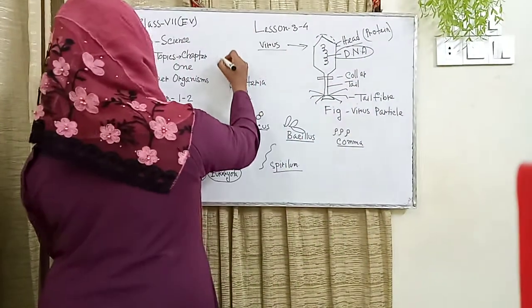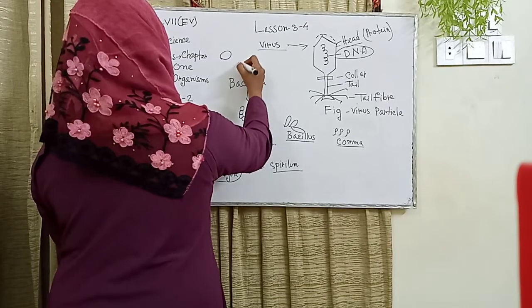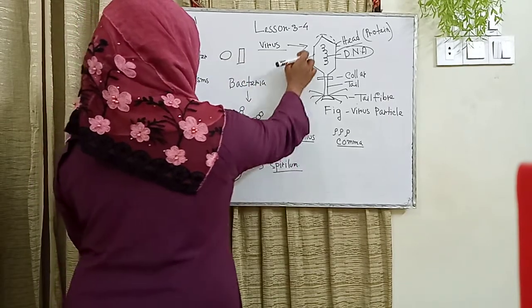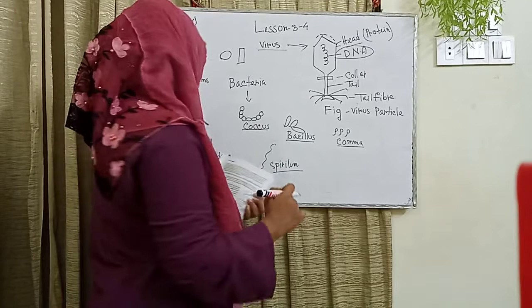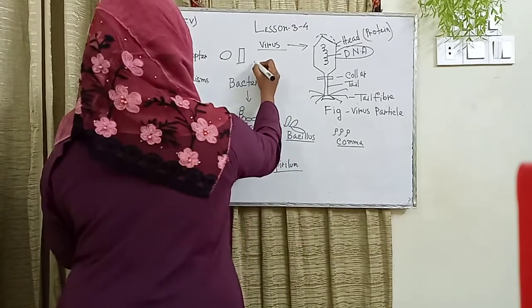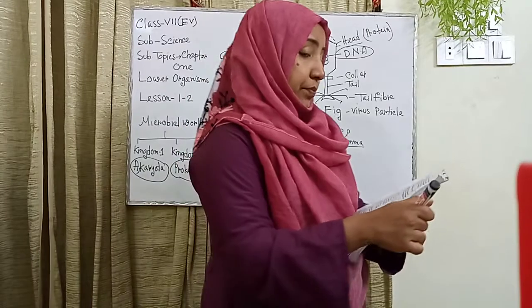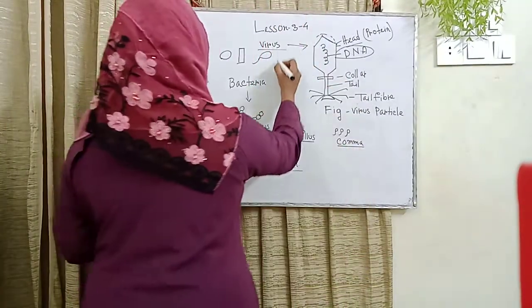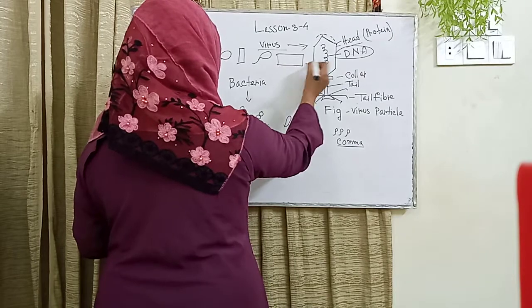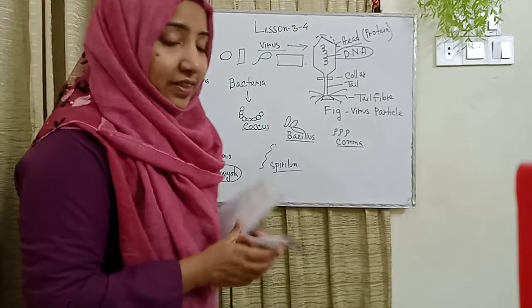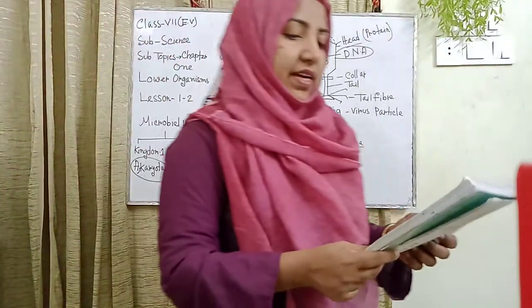The first structure is the round shape. Another is the rod shape. This structure is seen as the rod shape. And the next structure is the tadpole. This structure is the tadpole, or bread shape. Here are the varieties of virus.